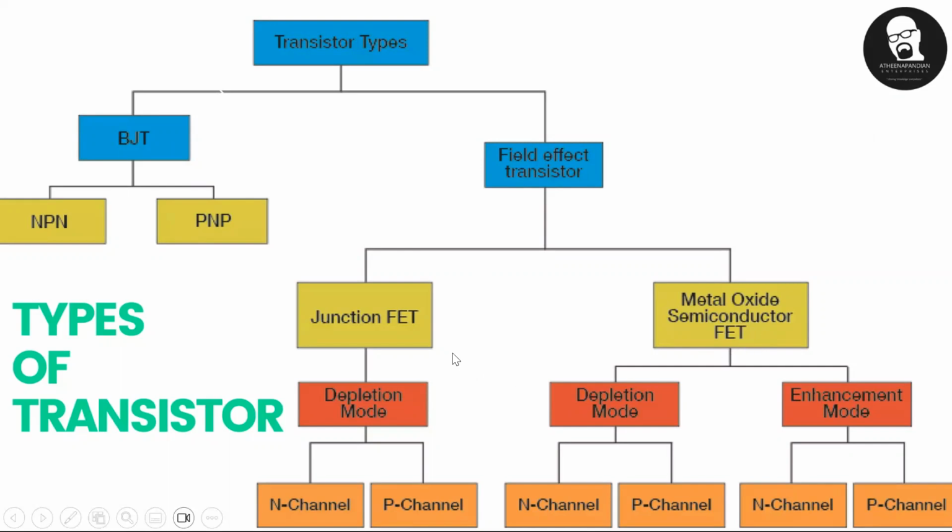The junction FET is further divided into depletion mode, which is again divided into N channel and P channel. Whereas MOSFET is divided into two categories, unlike the junction FET: depletion mode and enhancement mode. And this is again further divided into two types, that is N channel and P channel.